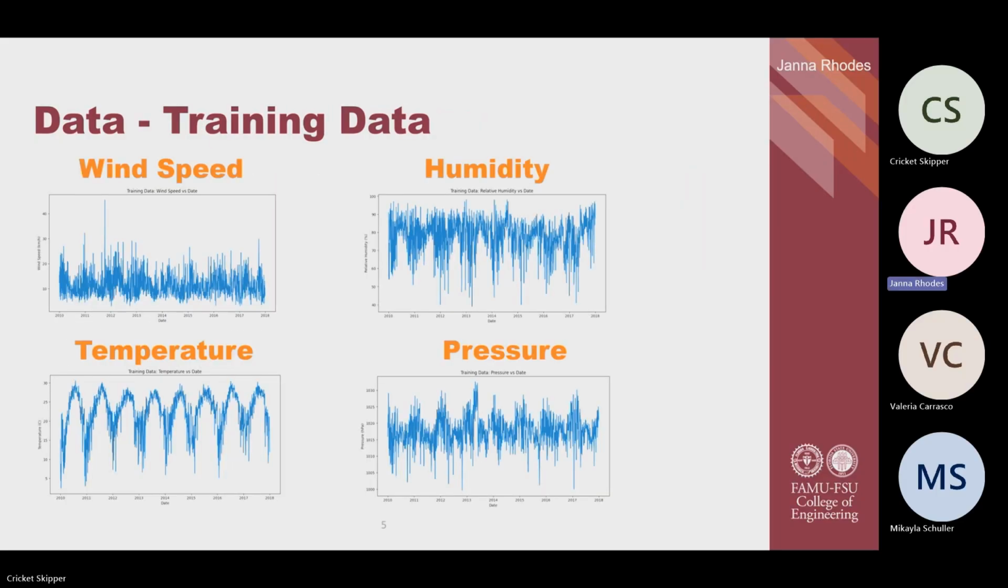We then analyzed the quality of the training data by graphing the major variables. Temperature showed a clear seasonal trend, which is useful for machine learning because patterns are easier to recognize. Wind speed, humidity, and pressure had more variation, but still provided realistic environmental behavior that can affect launch conditions. Overall, these four variables were consistent and valuable for model training.